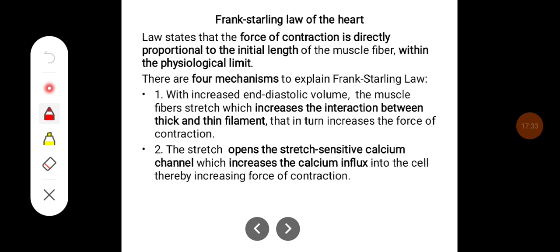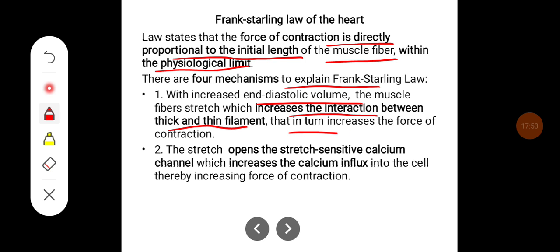Frank-Starling law of the heart. The law states that force of contraction is directly proportional to the initial length of muscle fiber within physiological limit. There are four mechanisms to explain Frank-Starling law. One, with increased end-diastolic volume, the muscle fibers stretch, which increases the interaction between thick and thin filaments, that in turn increases the force of contraction.